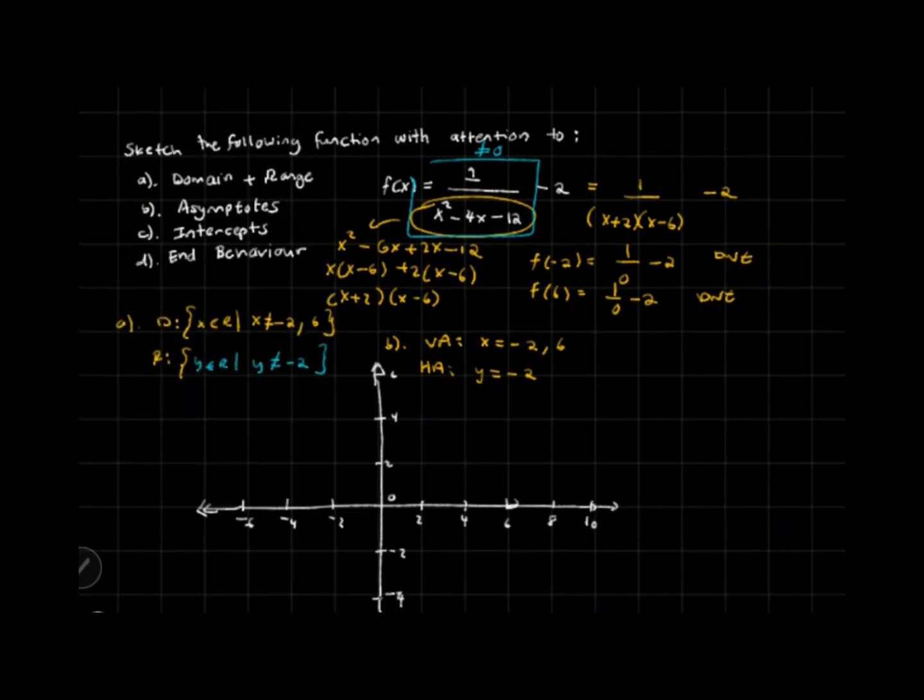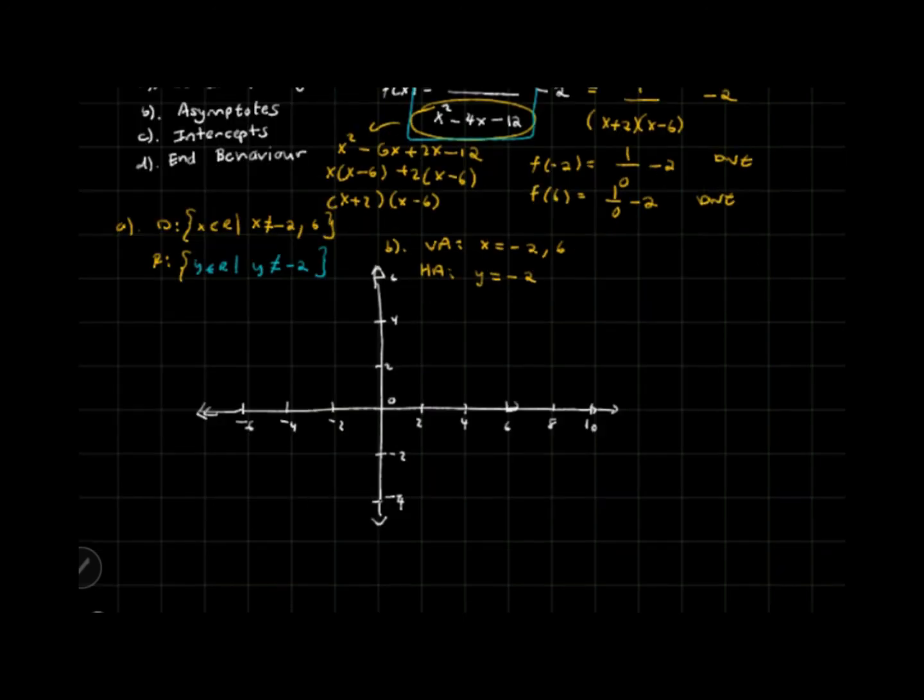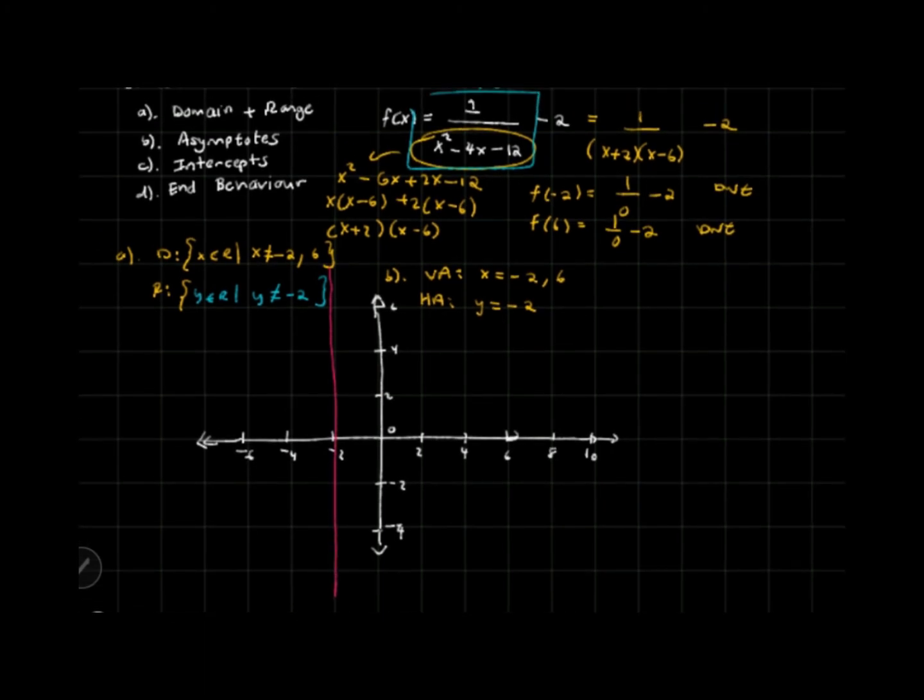Alright, so here's our Cartesian plane, and what we want to do now is plot our vertical and horizontal asymptotes on this grid. Our vertical asymptote here is -2, so I'm just going to do the vertical asymptotes in red. So it's -2, this is one of our vertical asymptotes. The other vertical asymptote here is 6. So this value here.